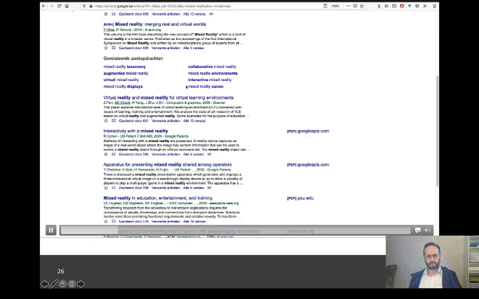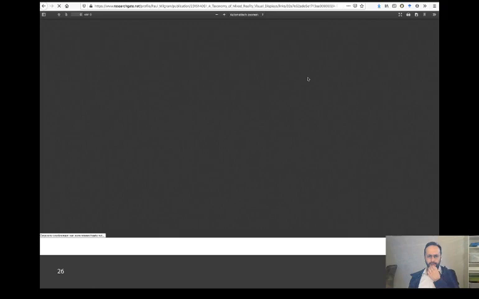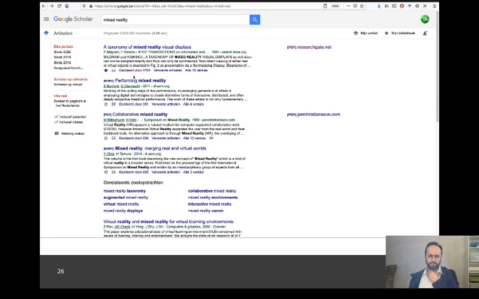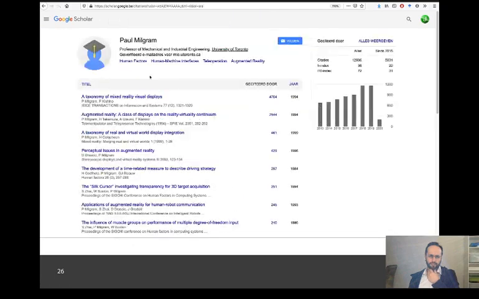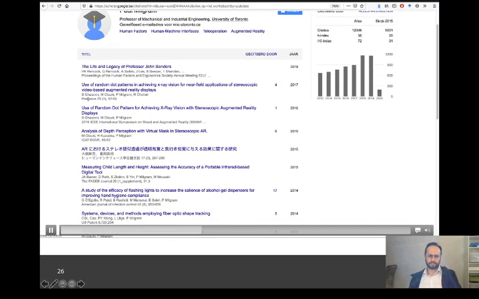So say I see that this is a relevant paper. I can have a quick look at the PDF. I see a very famous professor from the University of Toronto when it comes to mixed reality. So this looks like a good main source paper. It was published in 1994, but it seems to have been cited by a lot of people. So he seems to be a key figure. By going to his profile and clicking on the year, I can see some of the latest work that he has published.